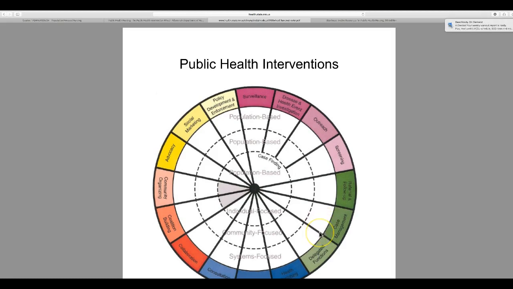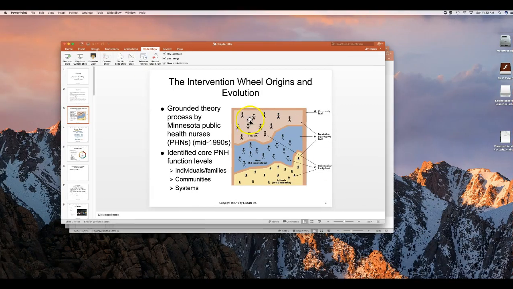So I want to get back, we're going to get back to this wheel. But I do want to talk a little bit about, go through stuff from this lecture.